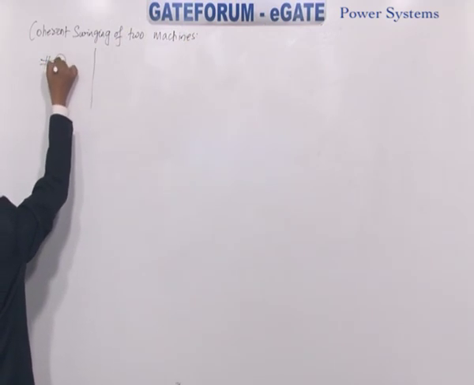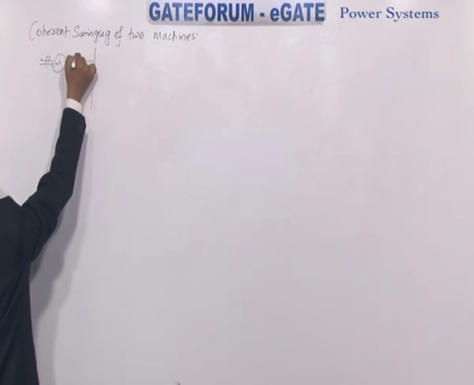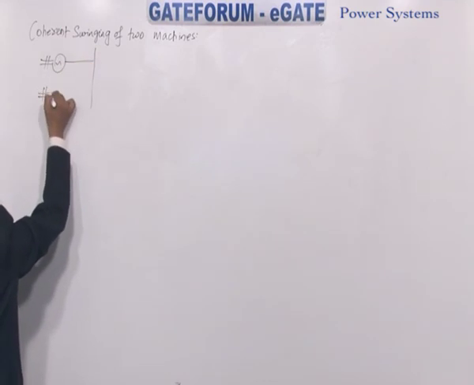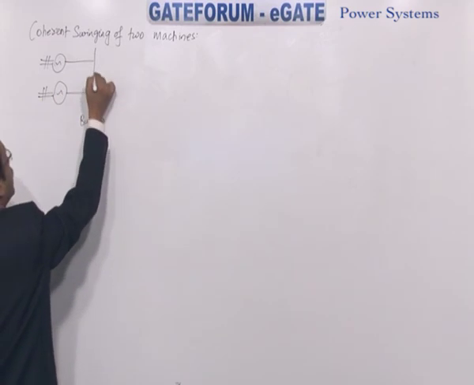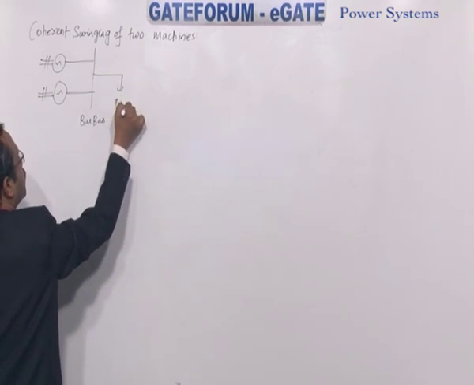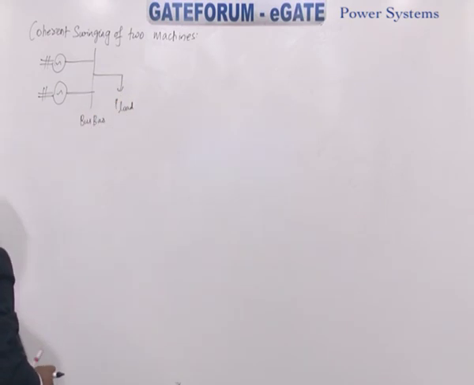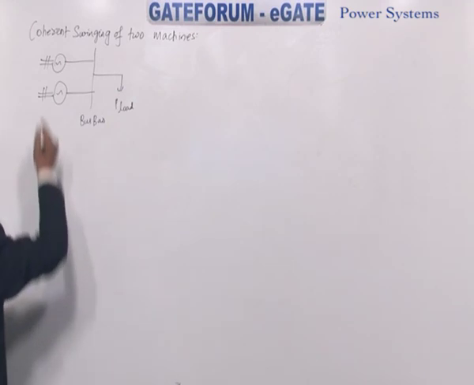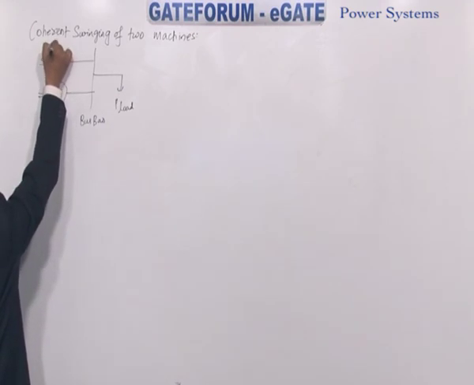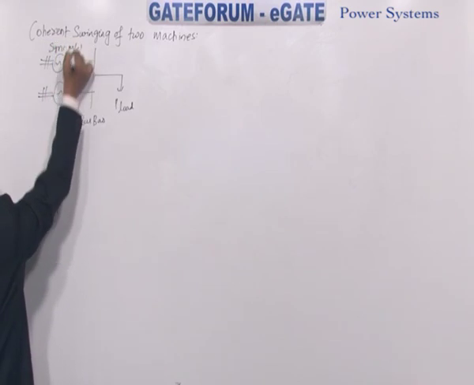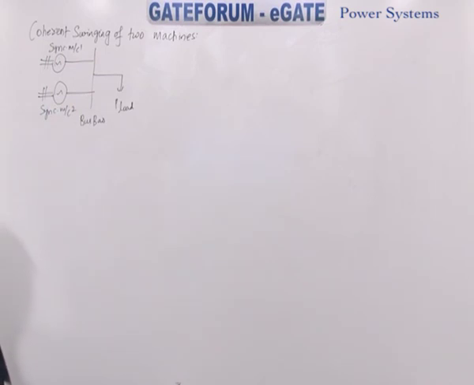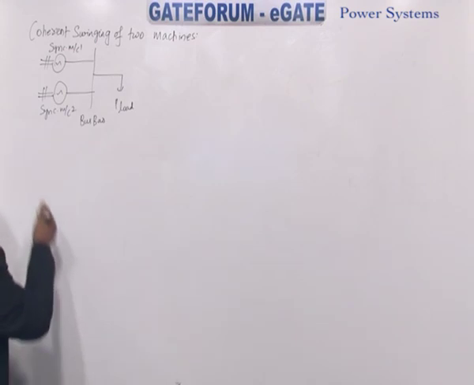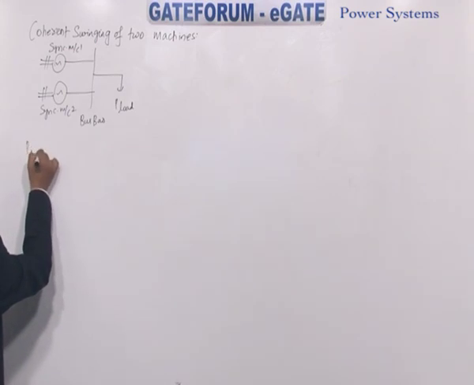So you consider an alternator, another alternator, connected to a common bus bar here, meeting a load demand P load. Say this is synchronous machine 1, this is synchronous machine 2. Now assume that the load demand has increased.